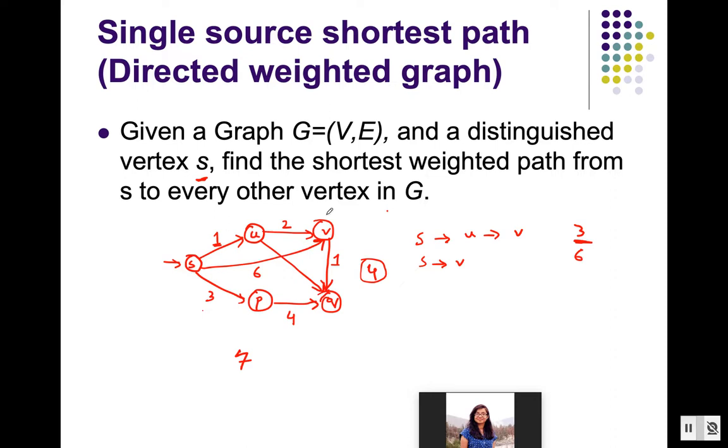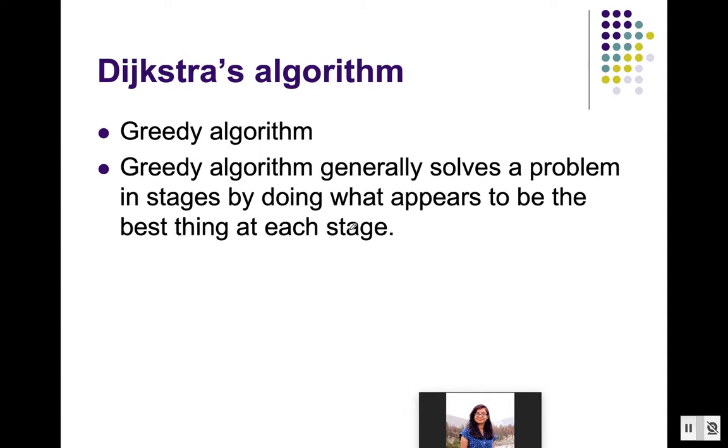In that case we have to consider every possible path, and in a directed weighted graph there could be many ways to reach from one node to another node. So this is a very expensive algorithm. We want to find a more efficient algorithm than this. There is a greedy algorithm known as Dijkstra's algorithm.